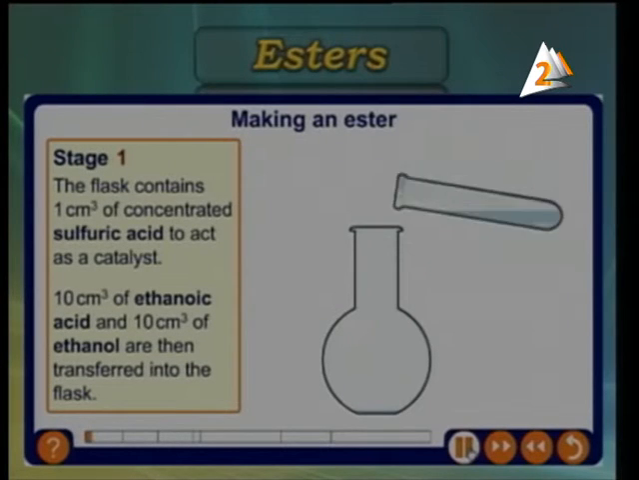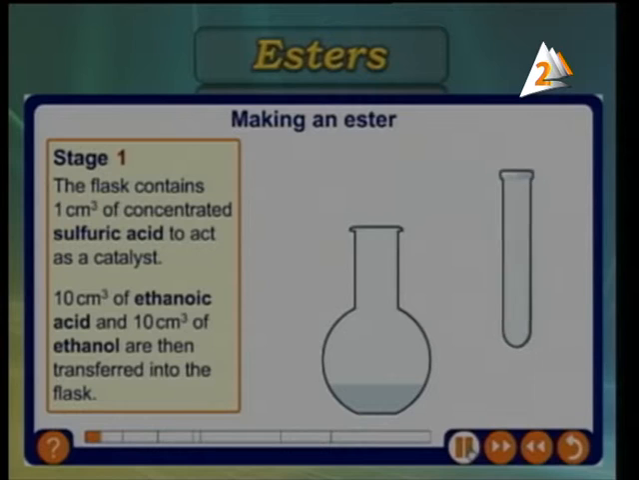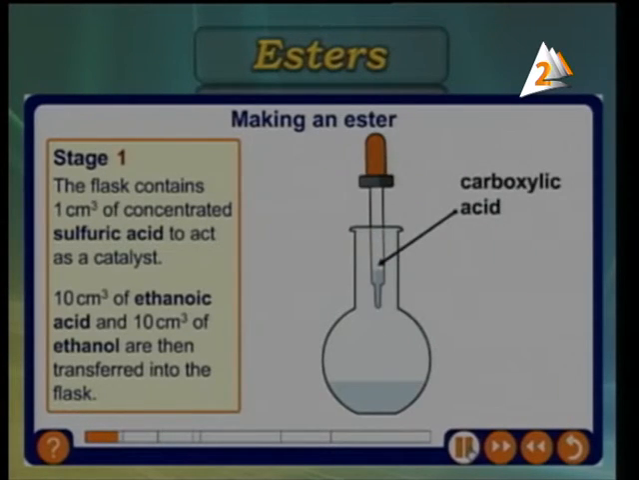The flask contains 1 centimeter cube of concentrated sulfuric acid. And we have some drops of carboxylic acid. So we have two types of acid. We have sulfuric acid to make the acidified medium, to absorb the most amount of water. And we have 10 centimeter cube of ethanoic acid and 10 centimeter cube of ethanol also. So transfer into the flask.